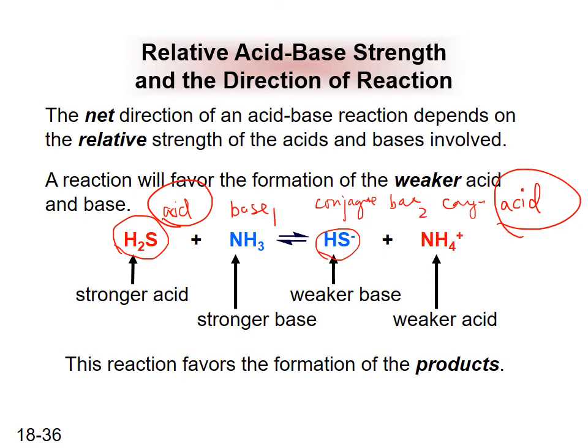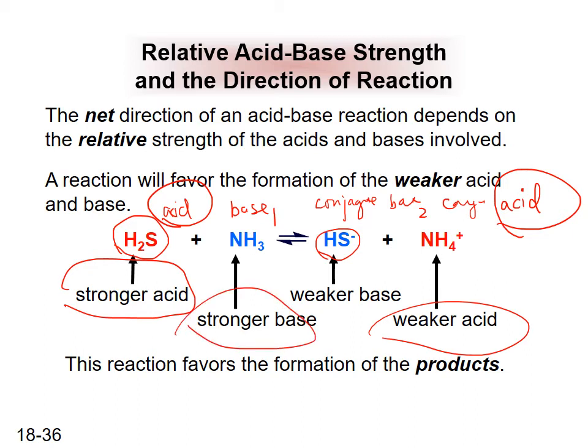The reaction always favors going from the stronger acid to the weaker acid, and from the stronger base to the weaker base. So if the reactants include a stronger acid and a stronger base, the products are a weaker acid and a weaker base, and the forward reaction will be favored.